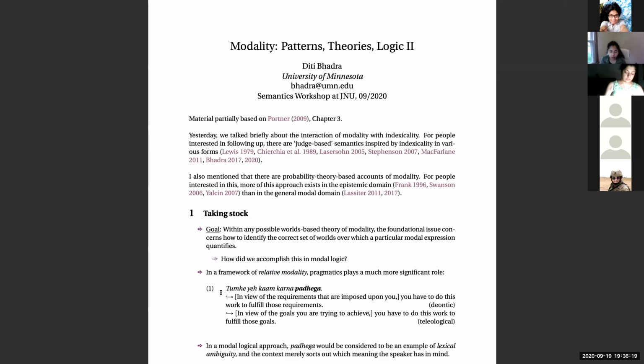So for example, if you see this sentence in one, "Tumhe ye kaam karna padega." All of you can intuitively tell that there are two readings, or at least two readings, I should say. In view of the requirements that are imposed upon you, you have to do this work to fulfill those requirements. So pay special attention to the things in the brackets. Okay.